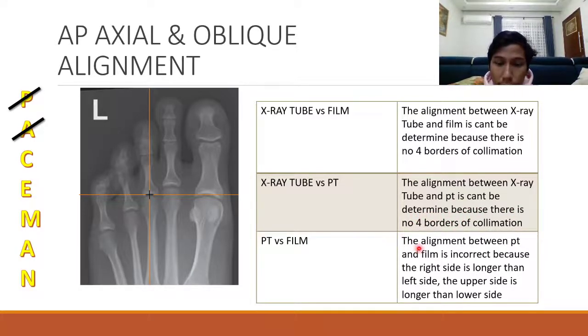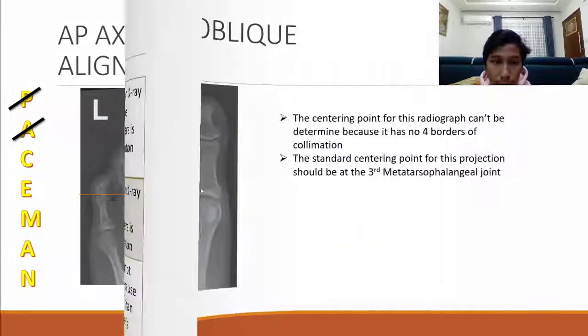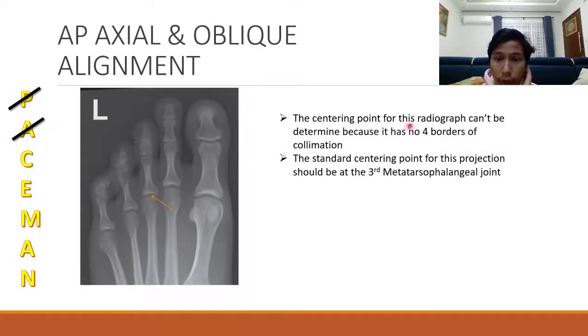Patient versus film. The alignment between patient and film is incorrect because the right side is longer than the left side, and the upper side is longer than the lower side. So the centering point for this radiograph cannot be determined because it has no forward collimation. The standard centering point for this projection should be at the third MTP joint.